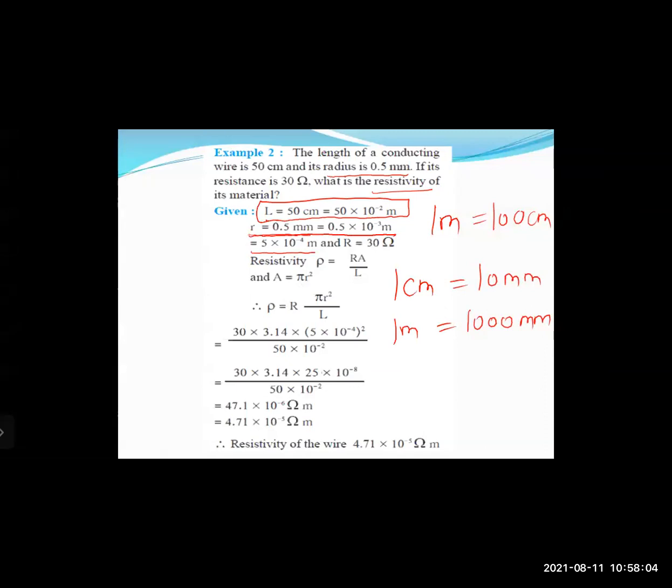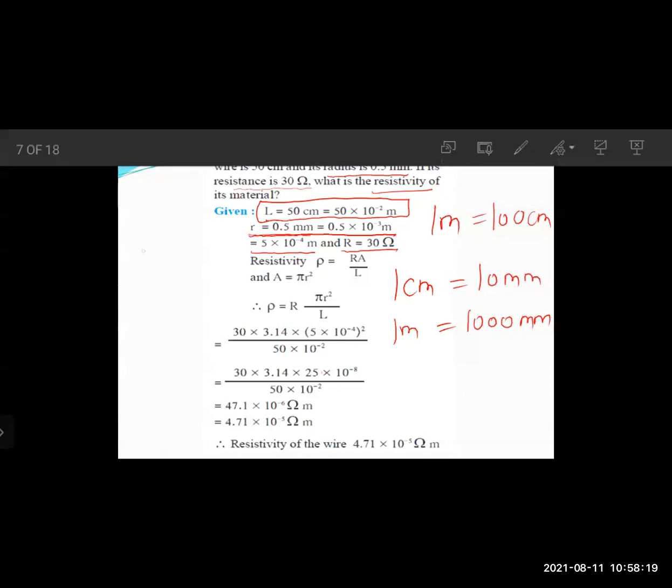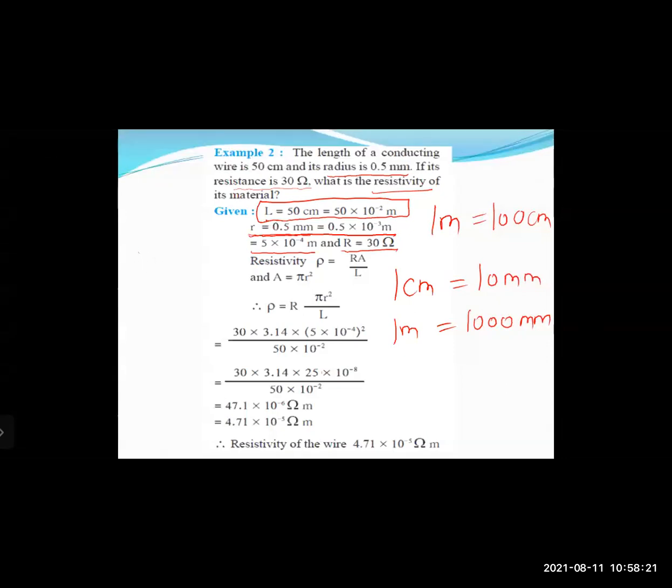Okay, then the other quantity given is, if its resistance is 30 ohms. So we have written the quantity R equals 30 ohms, right? We have to calculate the resistivity. So the formula for resistivity that we had taken is R equals rho into L by A. Right? So we have to calculate the value for rho. So rho will be equal to R into A divided by L, right? That is the formula that we have taken over here.